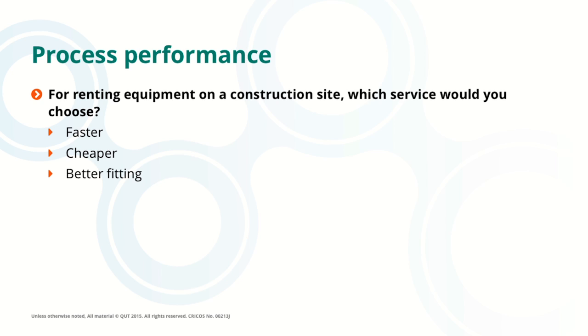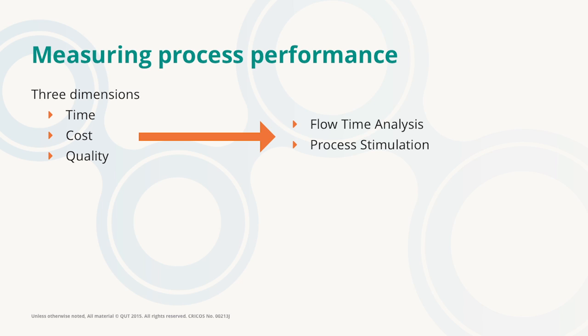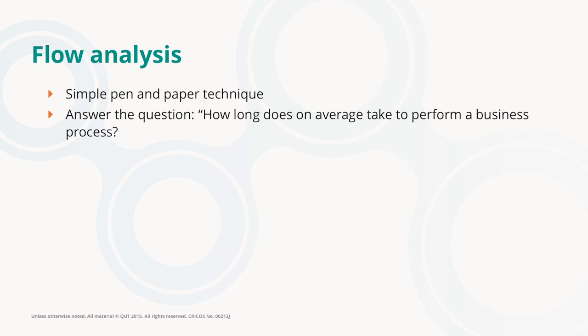And they are related to three very important process performance measures. These are time, cost, and quality in the end. For each of these different dimensions of process performance, there are different methods in order to investigate them. Here at this stage, we focus on flow time analysis and on simulation. Flow time analysis tries to answer the question, how long does it take on average to perform a process?